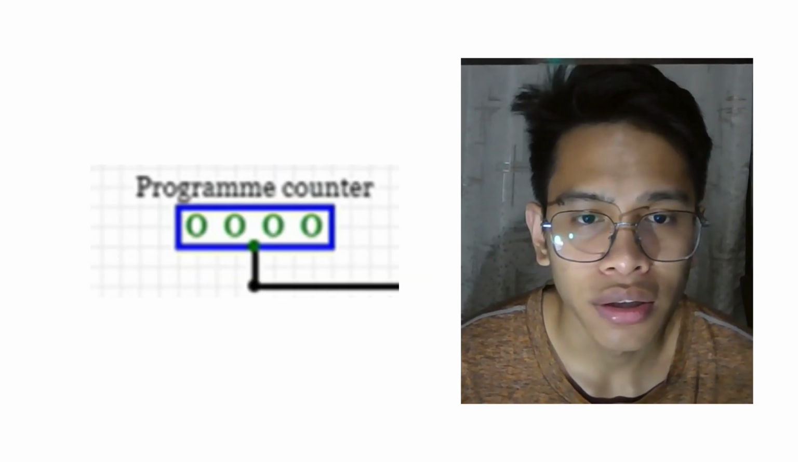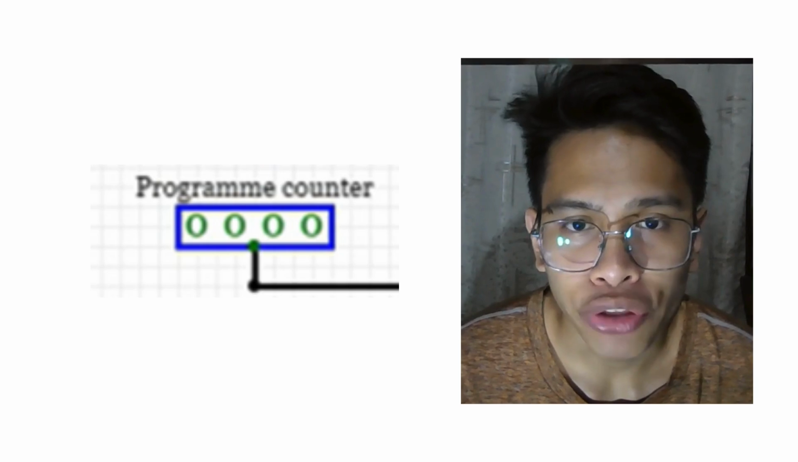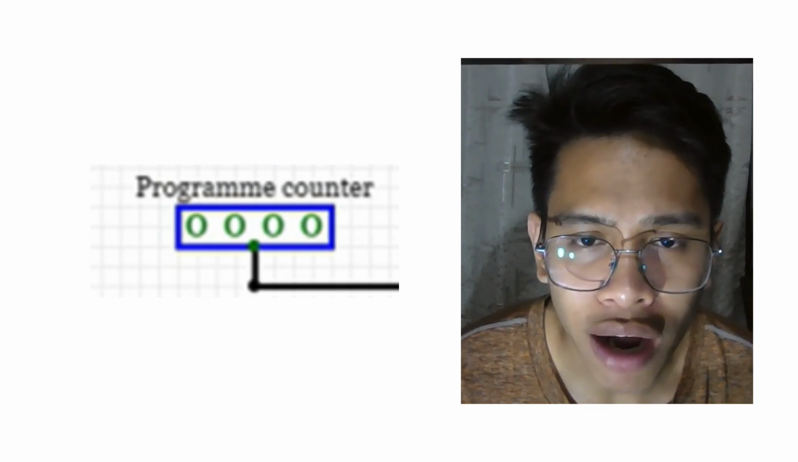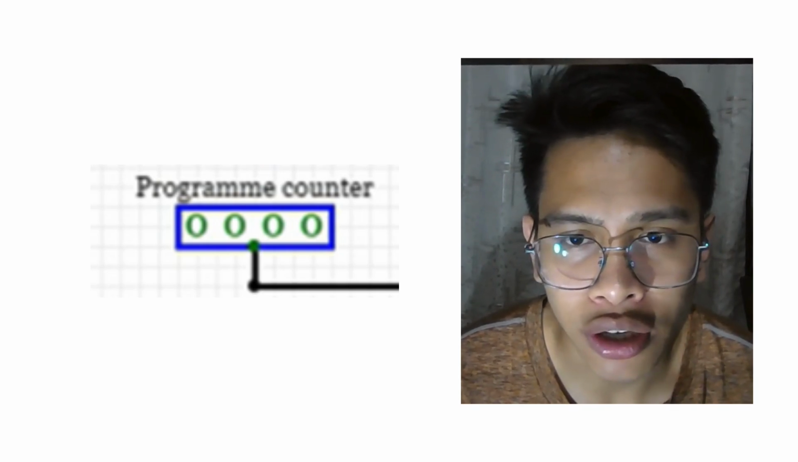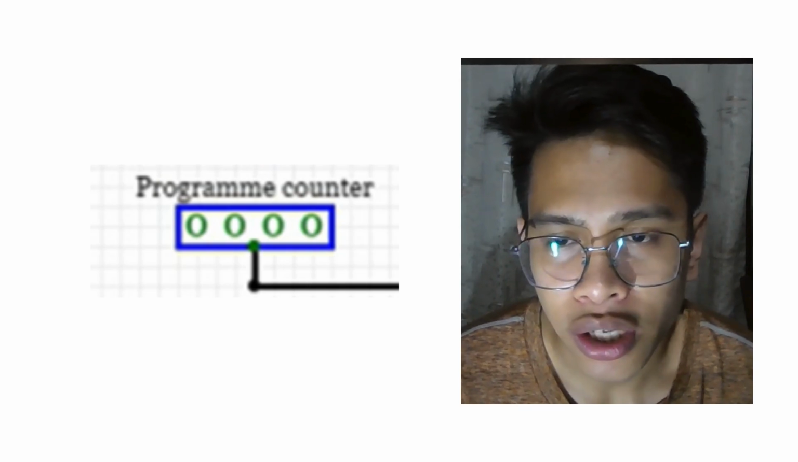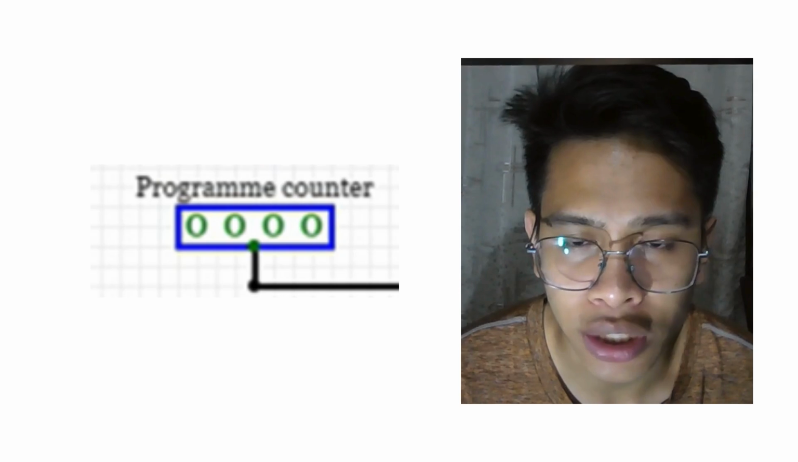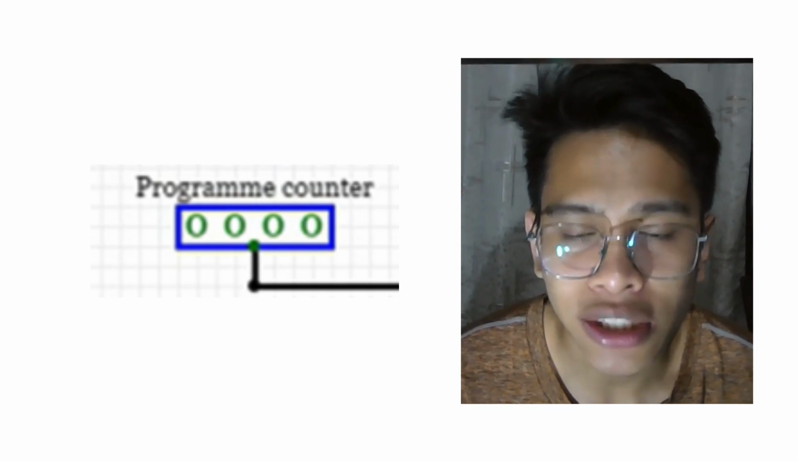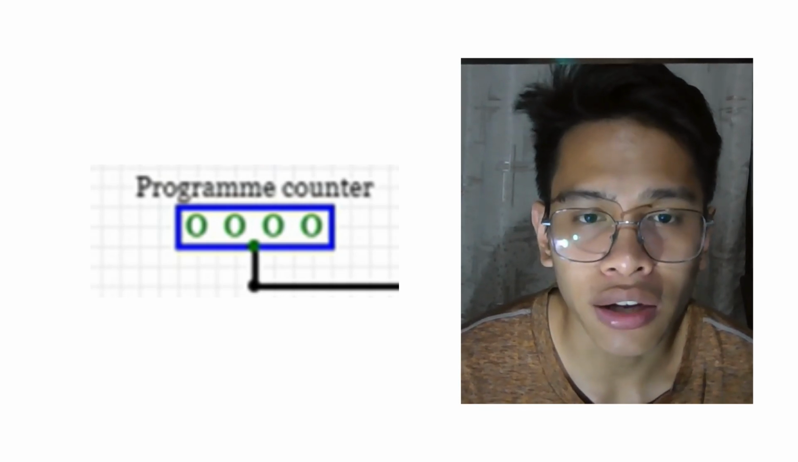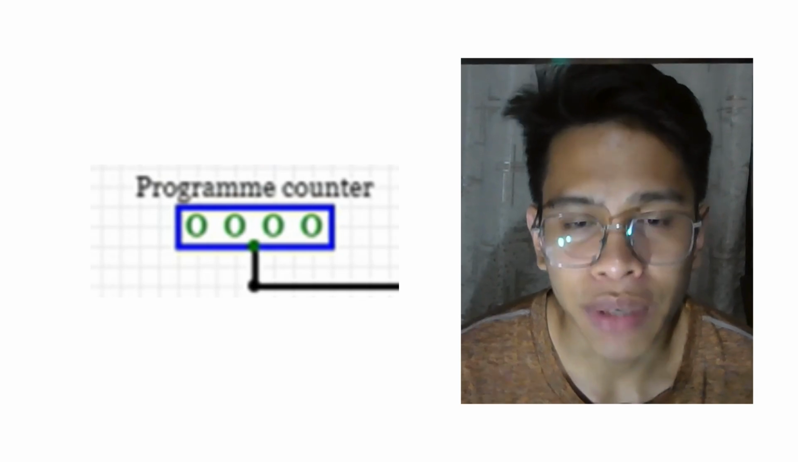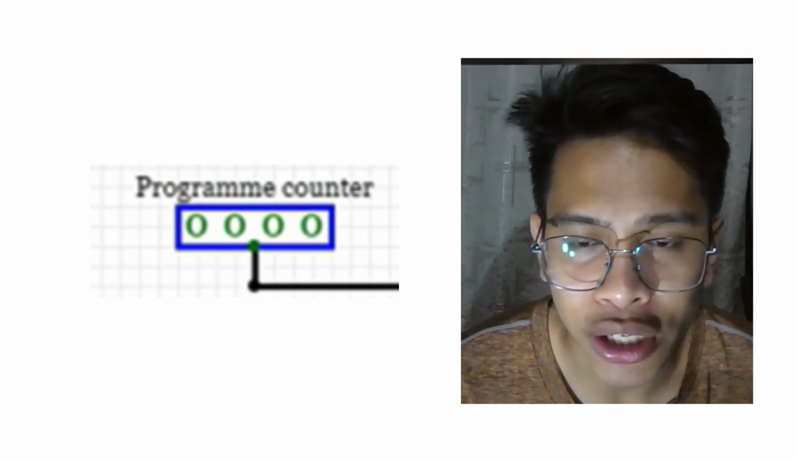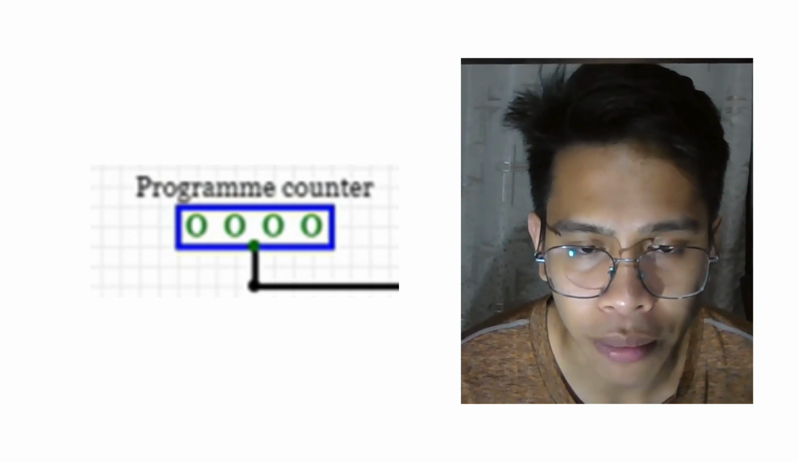Number one, program counter or PC. The program counter is the starting point of SAP1's operation. It holds the address of the next instruction to be executed and ensures that the PC follows the correct sequence. With every clock pulse, the PC increments, stepping through instructions one at a time.